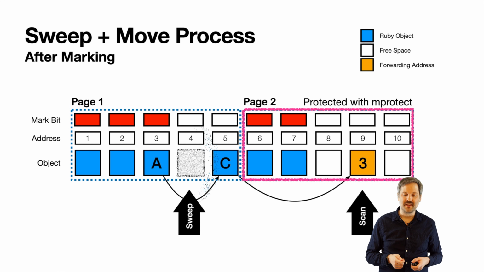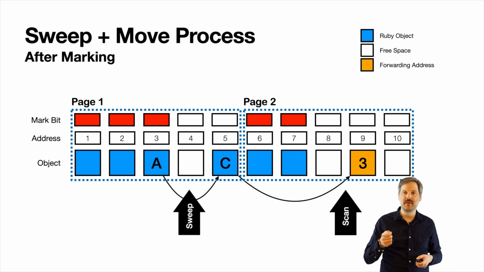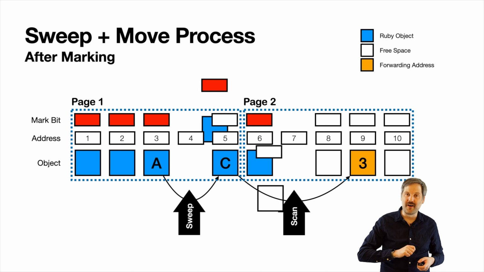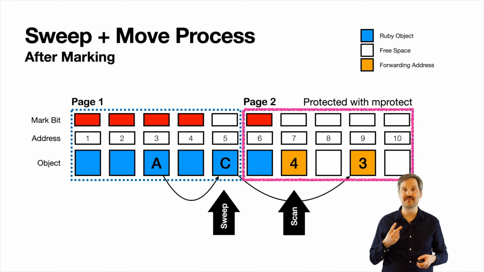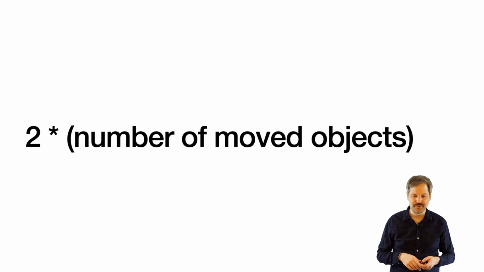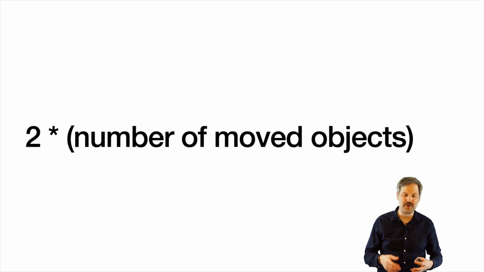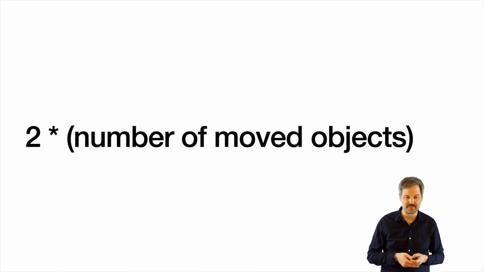Now this means that every time we move an object, we're locking and unlocking. So for every object we move, we have to call the mprotect system call twice. And that is a bit too much. The number of mprotect system calls is 2 times the number of moved objects.